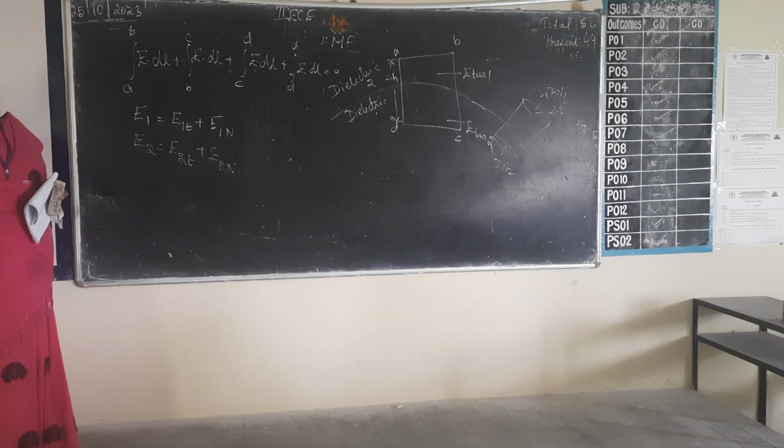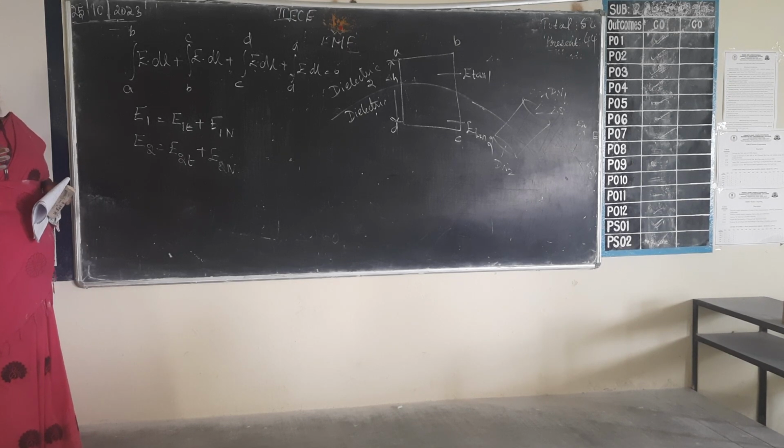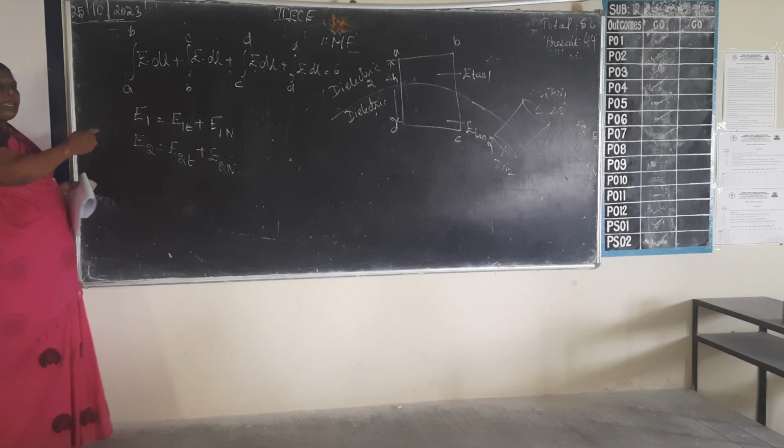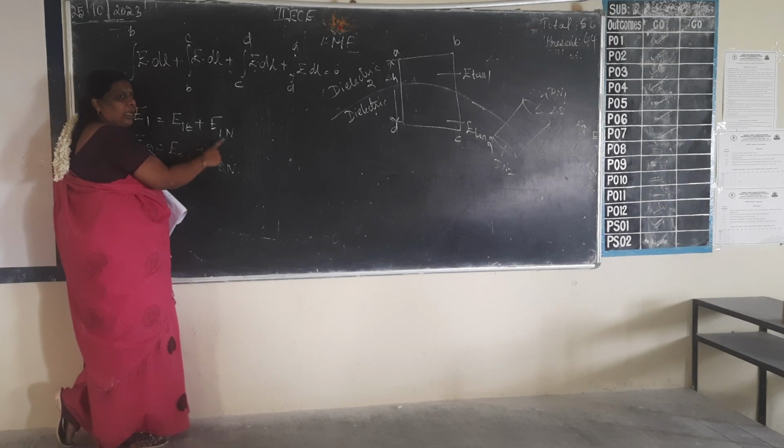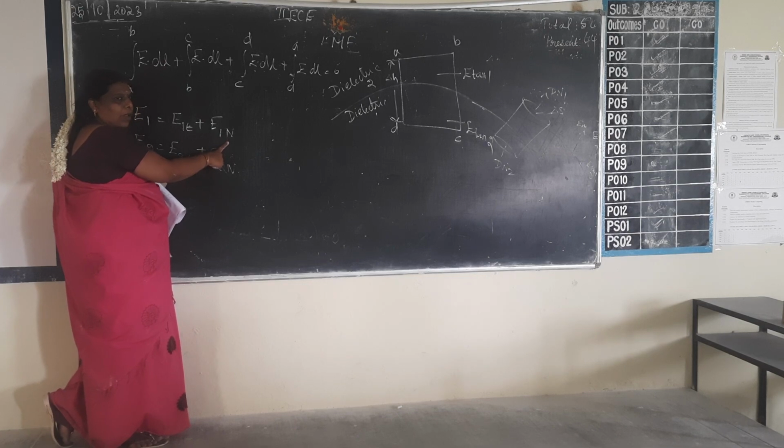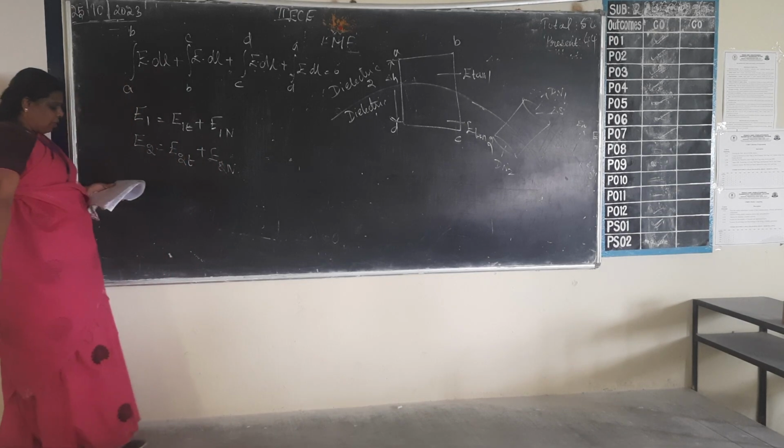What is that 1 and 2? 1 is for the first dielectric and 2 for the second dielectric. E will have two components. One is the tangential component and the other is the normal component. So I have written two equations.